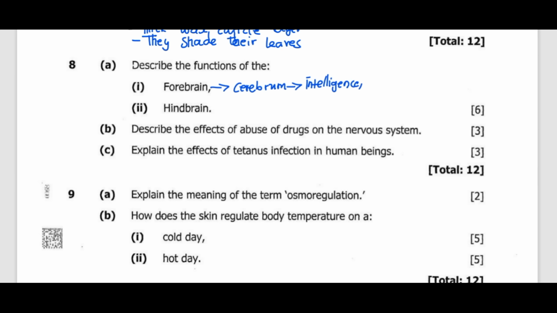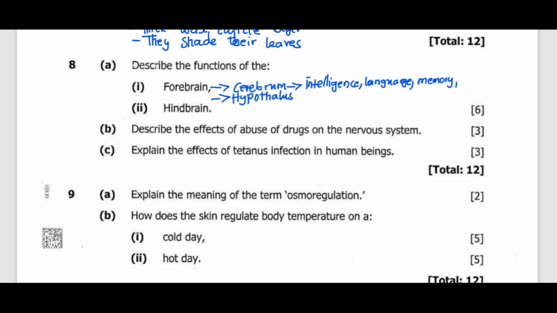Then the second one, language. If you move from one place to another where there is a new language, so whenever you are learning a new language, cerebrum is responsible. Also memory, how good are you with storing stuff, memory. Then also consciousness. Then the other part that is associated with the forebrain, we have hypothalamus.